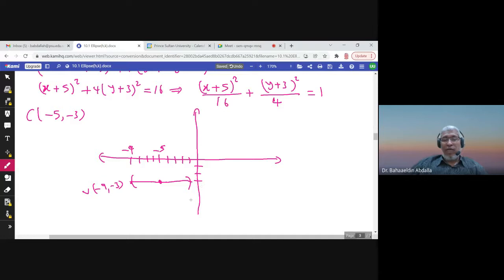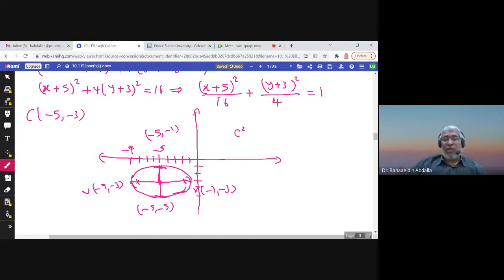Also -1 and -3. 2 units up, 2 units down to draw the minor axis. And you can write the coordinates of the minor axis easily. It is -5 and -1, -5 and -5. The foci would be here on the major axis.